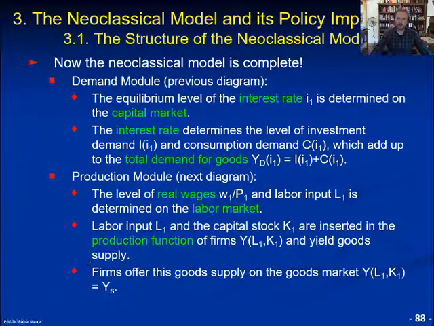The production module is given by the next diagram. We know already that the level of real wages and labor input is determined on the labor market. Labor input and the capital stock are then inserted into the production function of firms and yield the supply of goods. Firms offer this supply on the goods market. And we know from Say's law that supply of goods at the resulting capital market equilibrium interest rate equals the demand for goods.